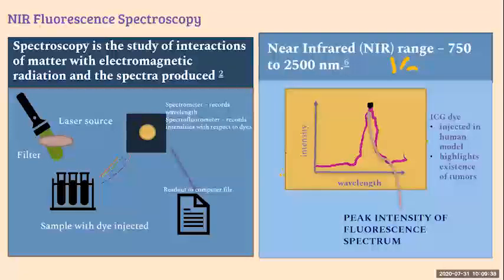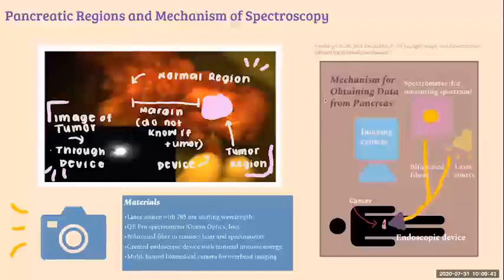This data was recorded from a human pancreas that we had gotten from a biopsy. As you can see in this human pancreas, we have a tumor region marked already and a normal region. We also have a margin, which we do not know if it's a tumor or not. This is for further analysis. And we have a mechanism that follows the previous slide's mechanism, but in a clinical setting.